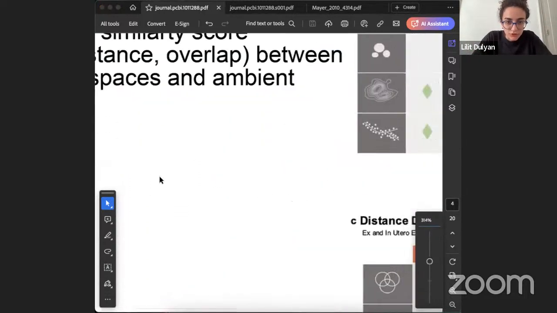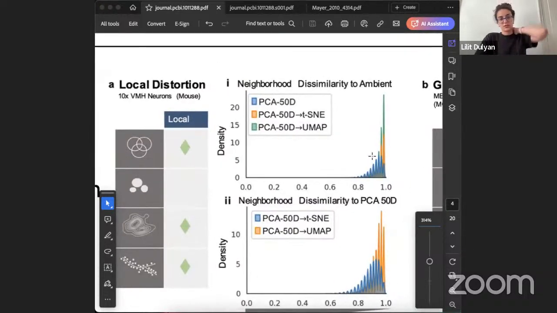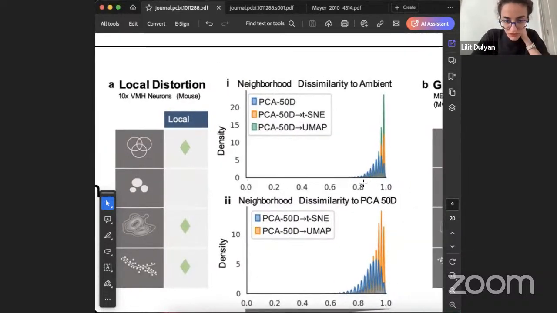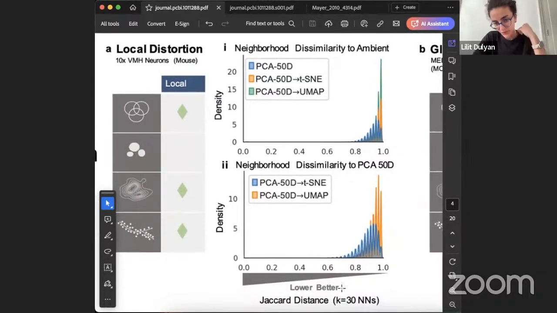So let's look at this plot. I hope you can see it. On the x-axis, we have the Jaccard distance. Basically, Jaccard distance is calculated as 1 minus the overlap. So if the overlap is very small, then the number is big. It means that our batches are very dissimilar. There is no overlap. If the overlap is big, then the result is closer to 0. Means that they overlap a lot, so they are very similar. So the structure is preserved.